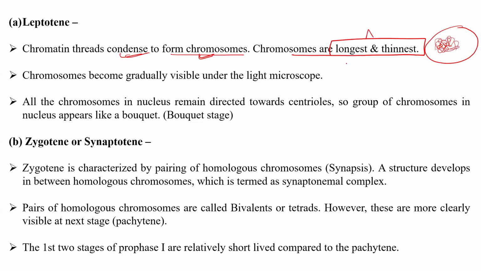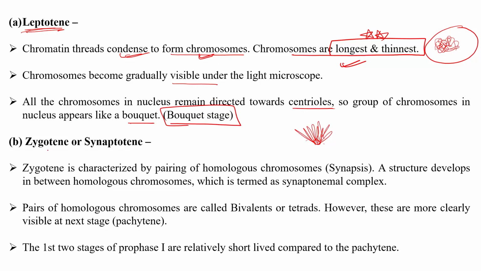This might be asked: the chromosomes are longest and thinnest at which stage? They are longest and thinnest at the leptotene stage. Now chromosomes become gradually visible under the light microscope. All the chromosomes in the nucleus remain directed towards the centrioles, so the group of chromosomes in the nucleus appears like a bouquet. Therefore, it is also known as the bouquet stage.